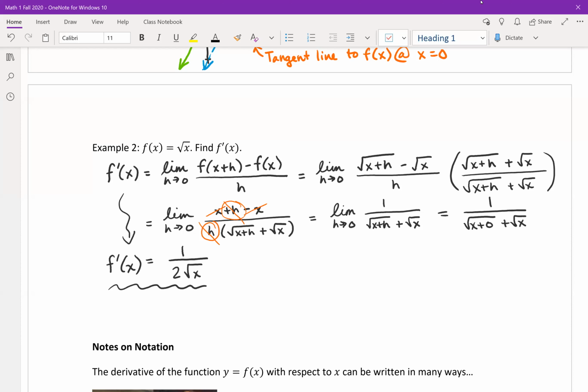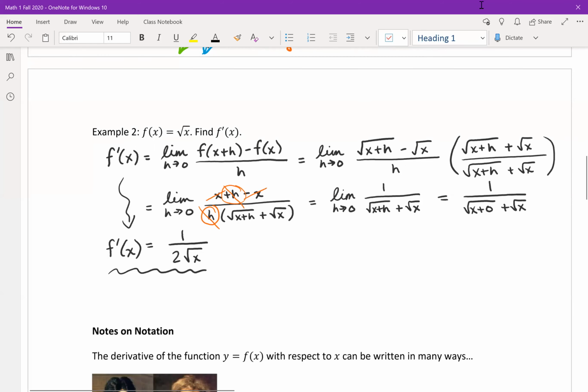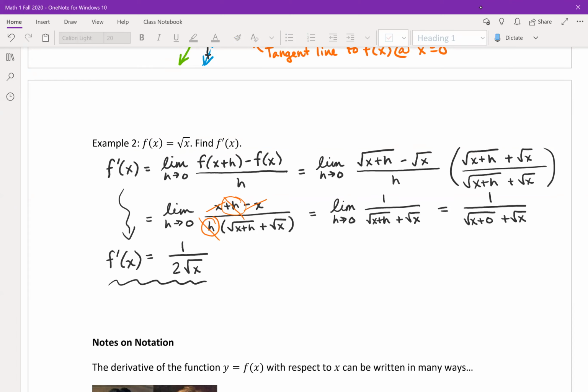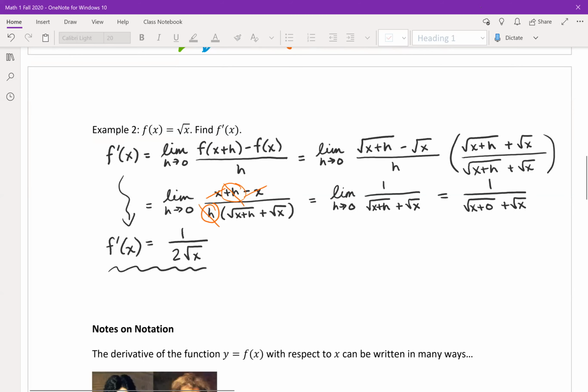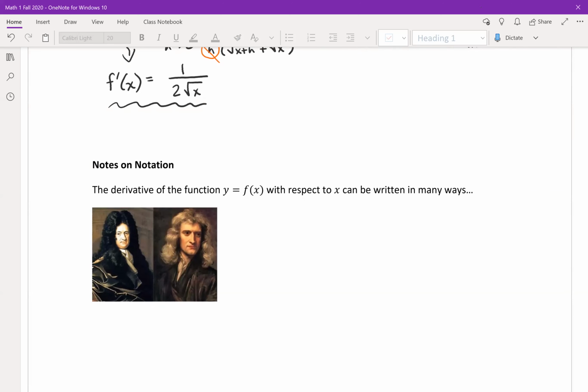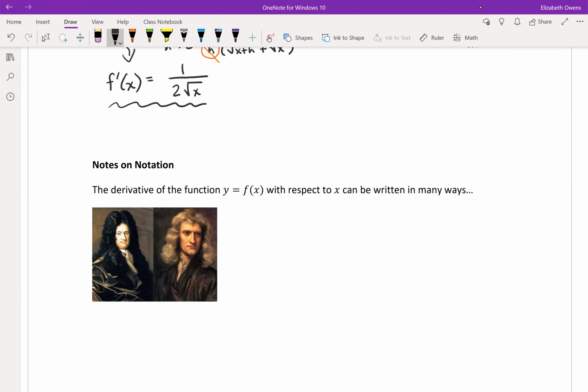And now for something a little different, some notes on notation for the derivative function. So the derivative of the function y equals f of x with respect to x can be written in many ways, and that is largely due to these two handsome fellas right here. These are the main developers of calculus. This is Sir Isaac Newton over here, and this is Gottfried Leibniz over here. All right, so we got Newton and we got Leibniz.